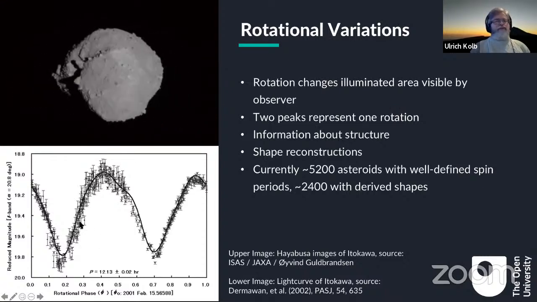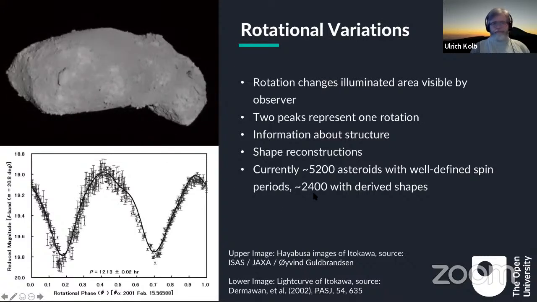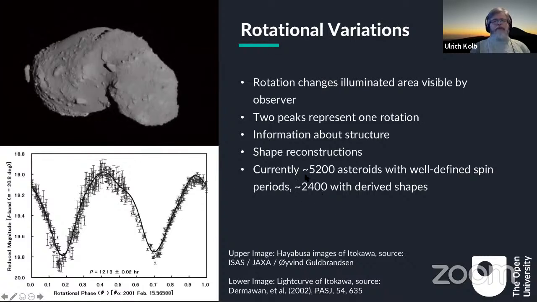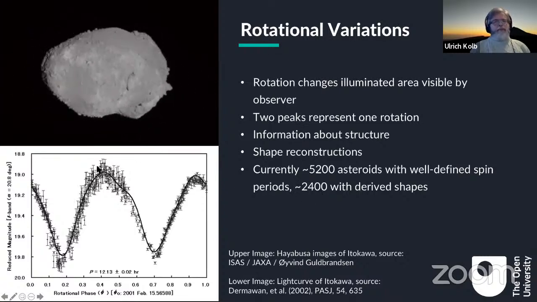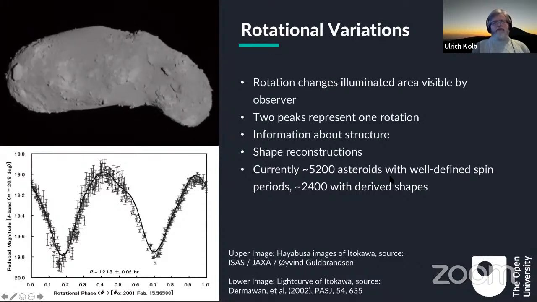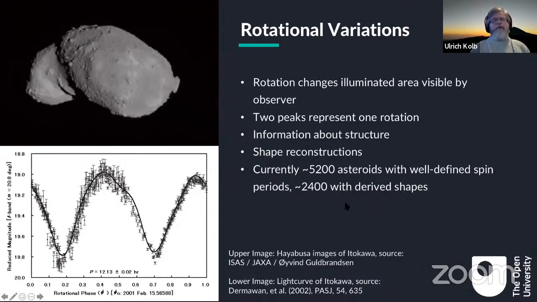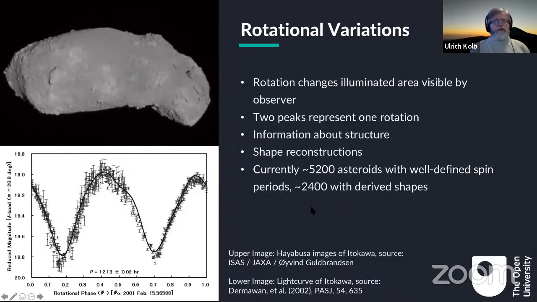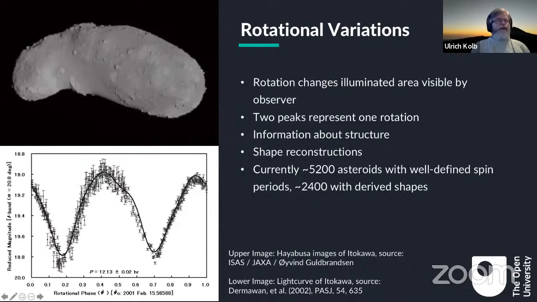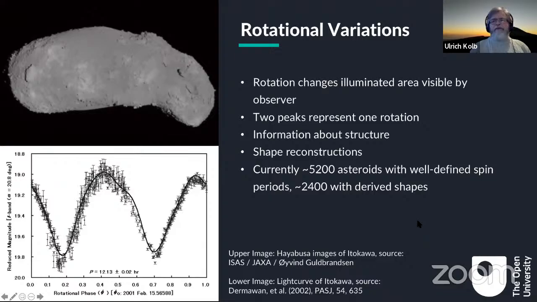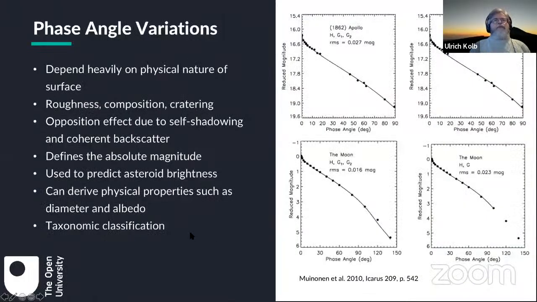And this is a real example of a light curve of this asteroid, which produces this peaked curve. There are about 5,000 asteroids with well-defined spin periods, and about half of those have shapes derived. So again, this is a complication in the business. Let's see. Next slide. Which brings me to phase angle variations.